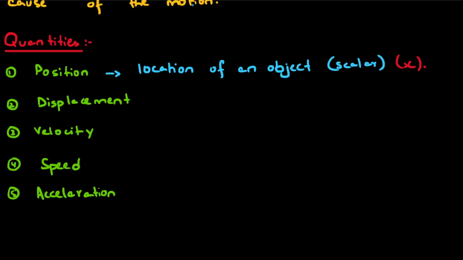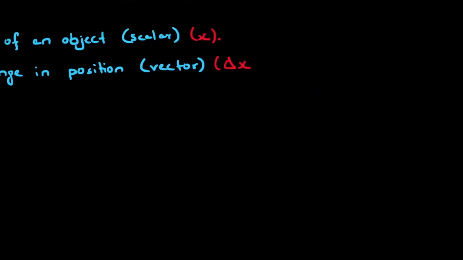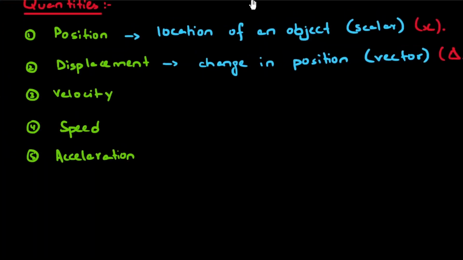And then we have displacement, which refers to a change in position. So if you're changing the location of an object, that is displacement. Displacement is a vector quantity because when you talk about displacement of an object, you also mention the direction in which that object is being displaced. Now, mathematically, we represent it using delta x, which is equal to xf minus xi, which represents final position minus the initial position of the object.